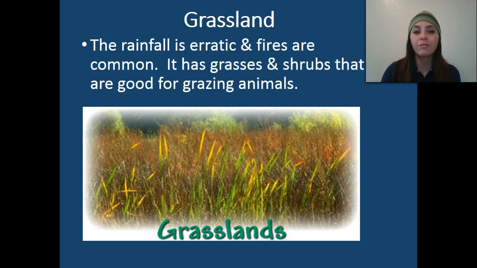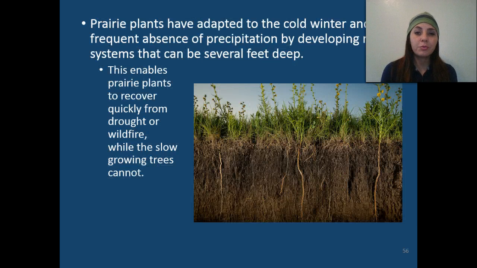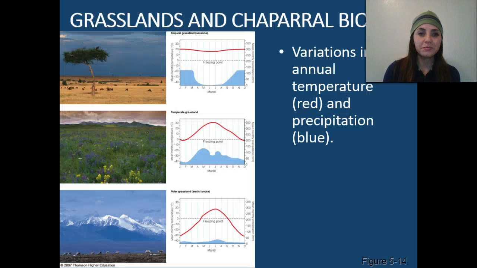So prairie plants, like I was just saying, have adapted to the cold winter and the frequent absence of precipitation by developing those root systems, and those root systems also help if fires come through. So it enables those prairie plants to recover very quickly throughout drought and wildfire seasons, while the slow-growing trees can't really grow that quickly and recuperate from a drastic drought or from a fire.